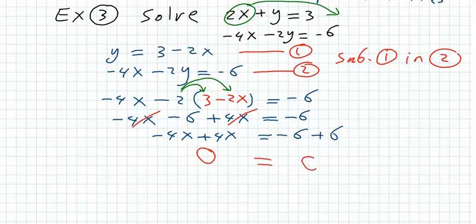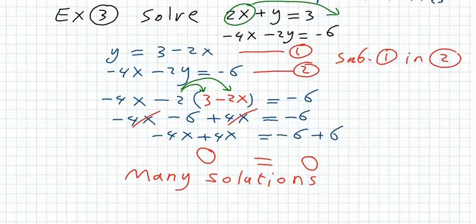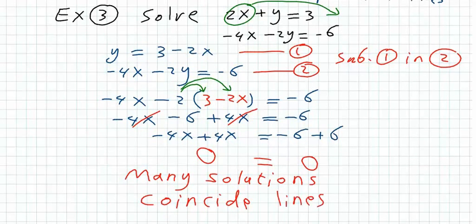In this situation, we will say that we have many solutions, and the lines are coincident lines. And by this, our lesson reaches its end.